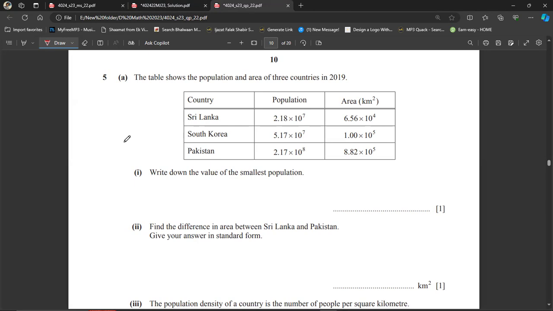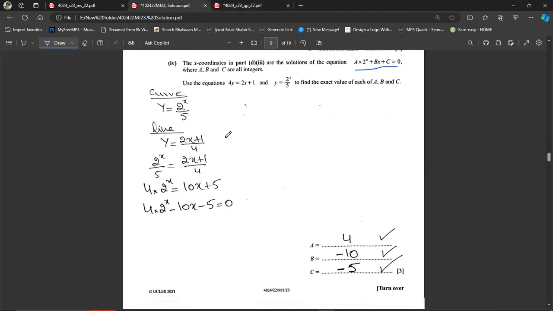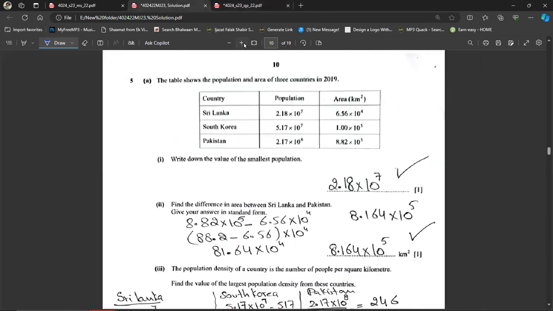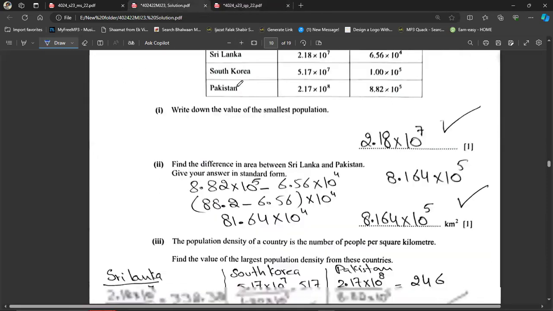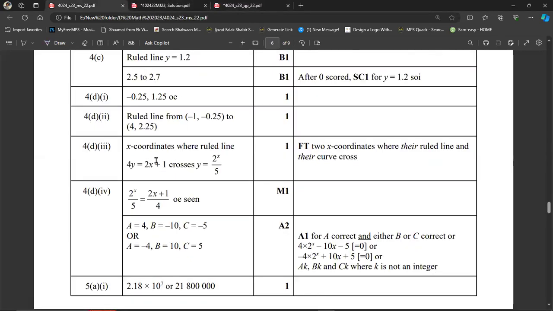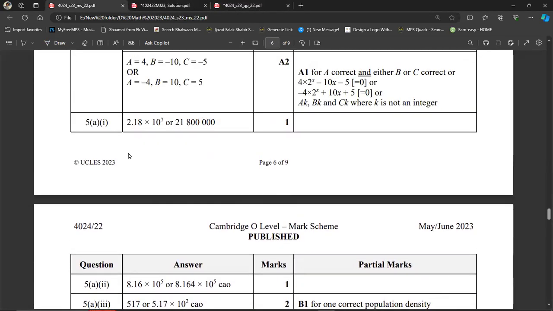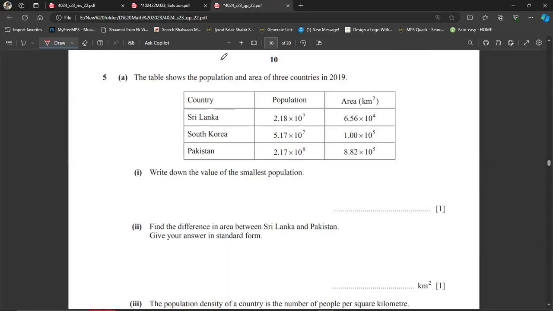How do you decide which one is the smallest? The smallest is the one whose power of 10 is smallest. These two have the smallest power, and then on the basis of the coefficient we decide which one is the smallest. This has the smallest power and the smallest coefficient, so this one is the smallest. So 2.18 times 10^7 is the smallest population. This is my answer.